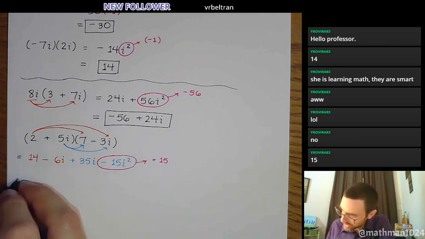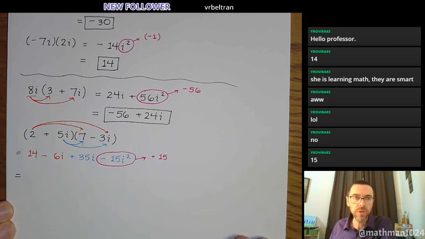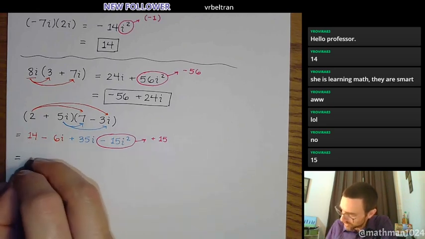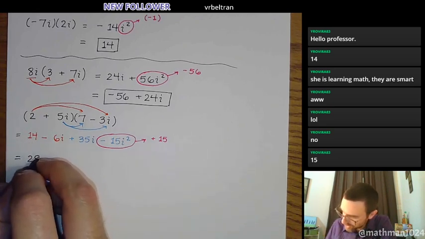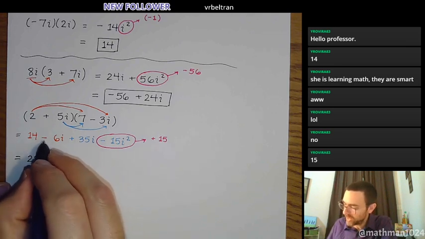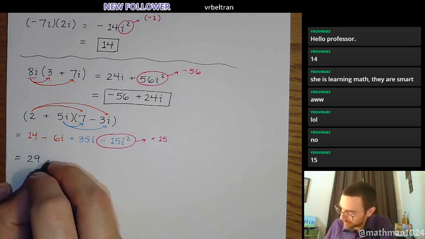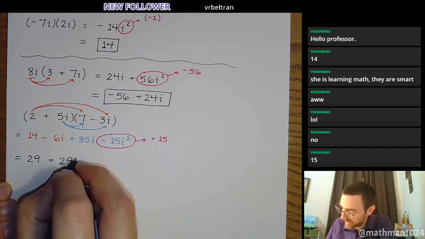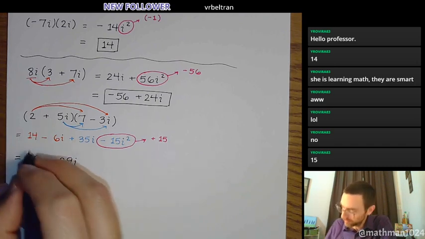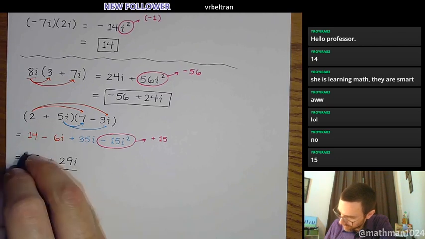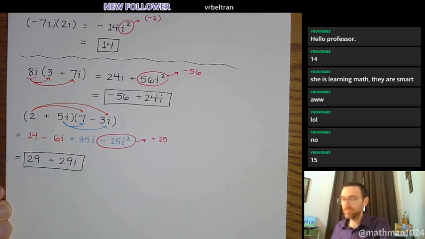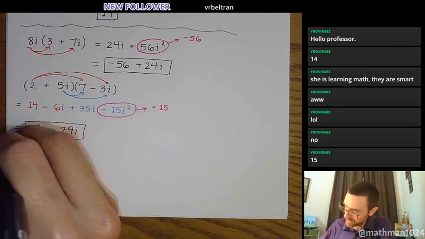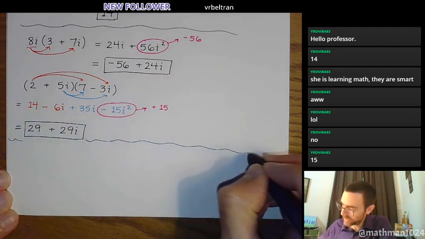And now we rearrange and we combine like terms. So put all the real stuff together. We've got 14 plus 15. That gives me 29. And negative 6i plus 35i is positive 29i. And that's it. I think we can fit one more of these guys here on the page. Let me try to create a bit of separation here.